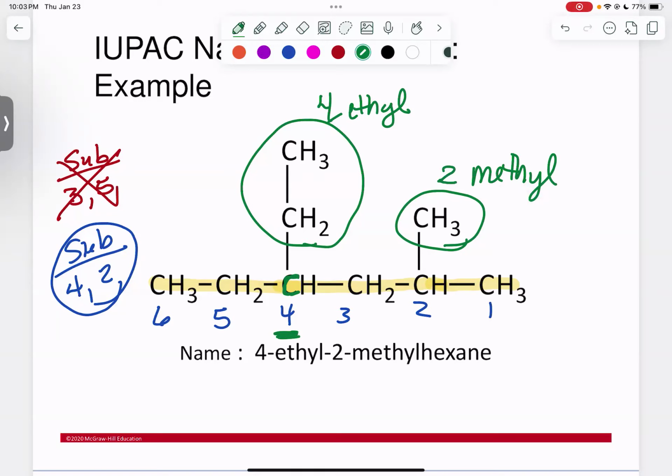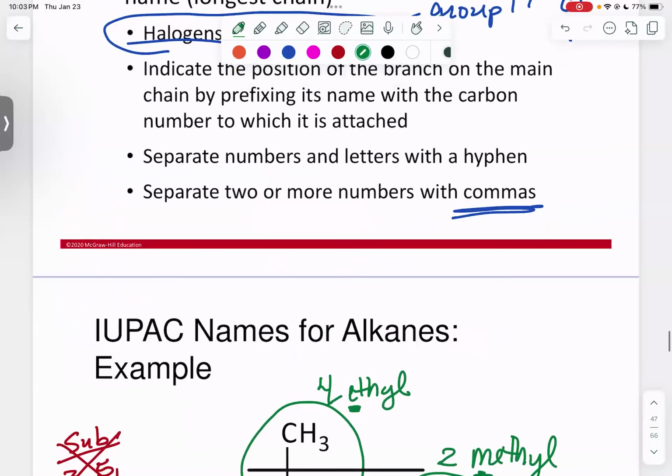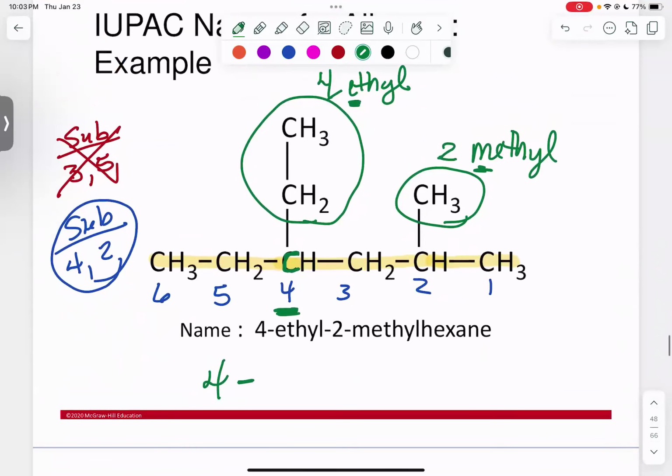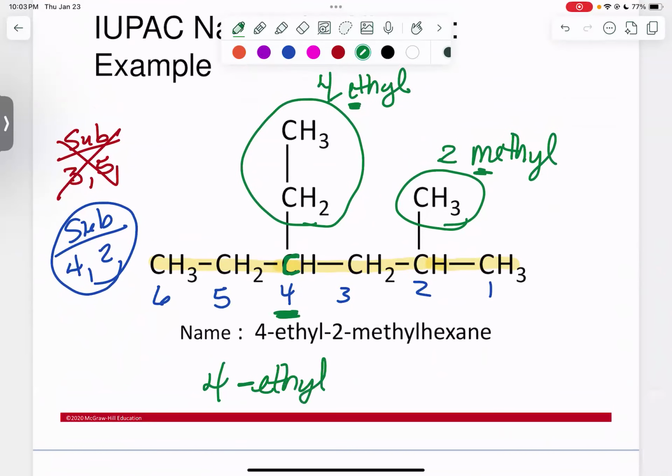So when I write this, I'm going to want to put them in alphabetical order. So I'm going to start, E comes before M. So I'm going to say 4, and I'm going to put a dash because there's always a dash between numbers and letters. So I'm going to say 4-ethyl, right? Then I'm going to have to put my other substituent. And so that's a letter and a number. So I need to do another dash. So 4-ethyl-2-methyl.